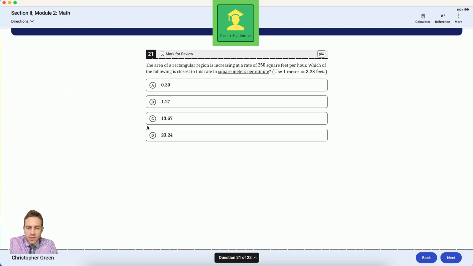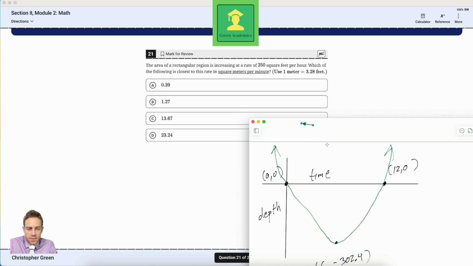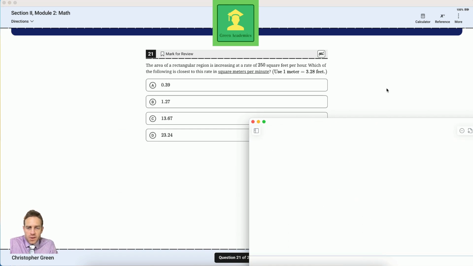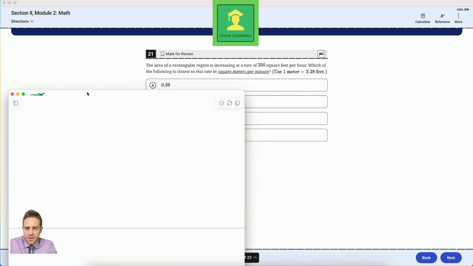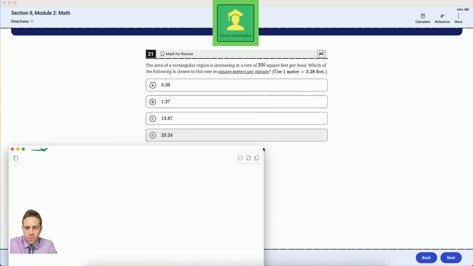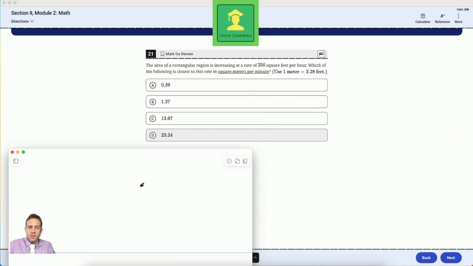The area of a rectangular region is increasing at a rate of 250 square feet per hour. Which of the following is closest to this rate in square meters per minute? Square meters per minute. So let's first just adjust the units. There's a square foot and a square meter.